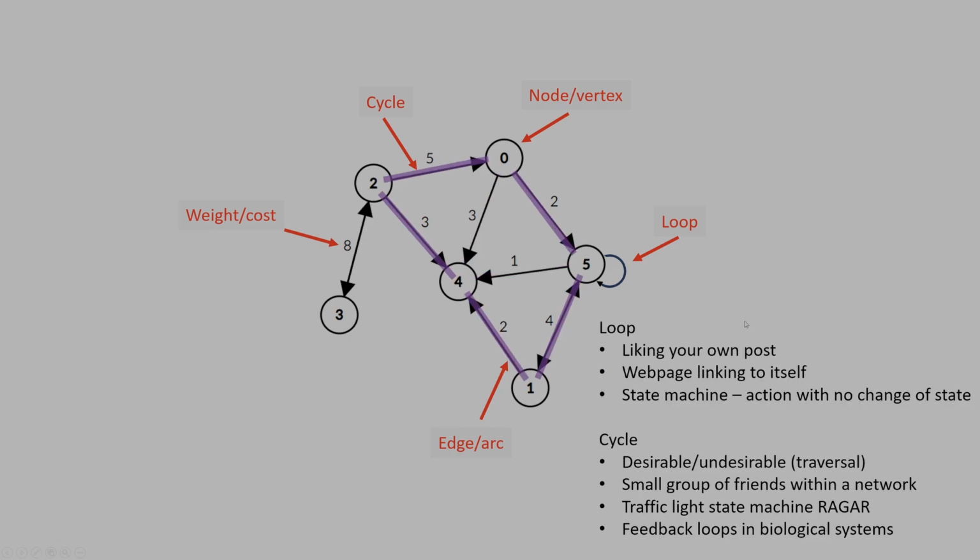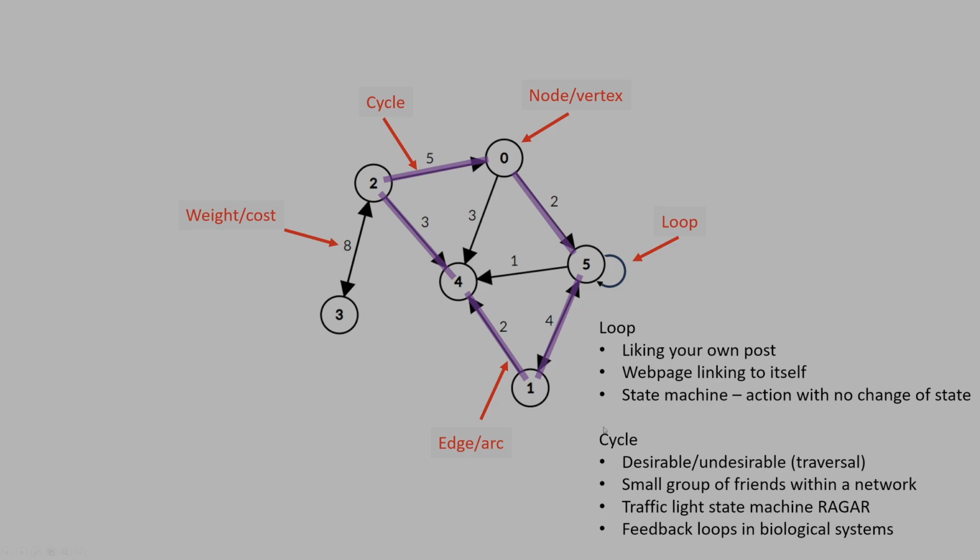Okay, so why would we have loops and cycles, and what's their implication? Well, a loop is kind of like if we're using this graph to represent something like a social network, it could be liking your own post. So there we have a return back to the same vertex. It could be a web page that has a link to itself, or it could be a state machine where an action doesn't actually change the state of the machine.